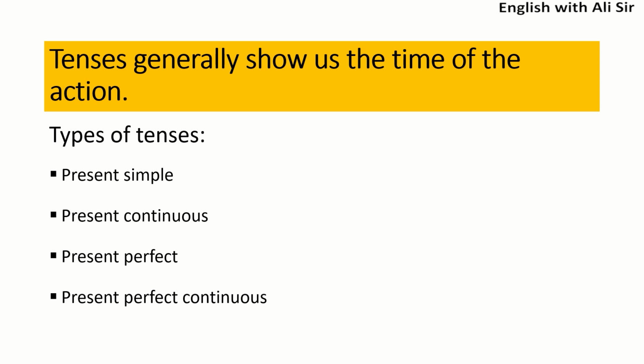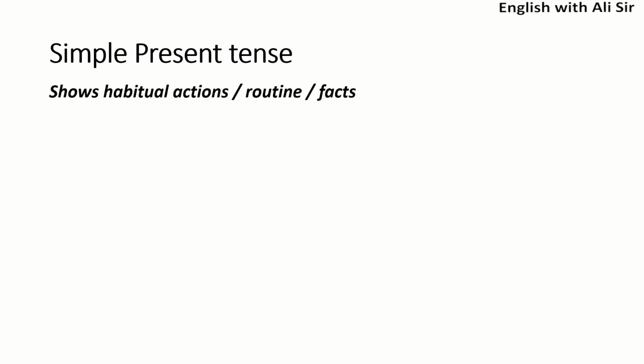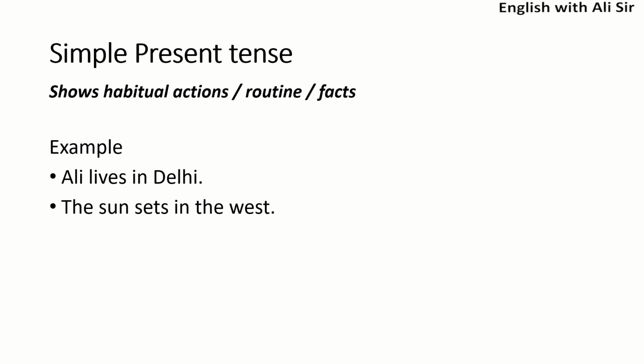Present simple tense shows habitual actions. Simple present tense refers to some regular actions, daily routines, or facts. For example, Ali lives in Delhi. The sun sets in the west. Muslims celebrate Eid festival. Kids usually fly kites.